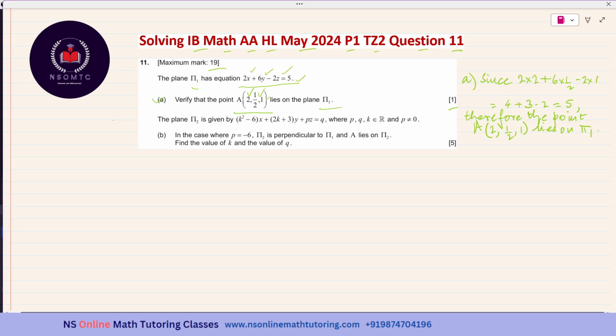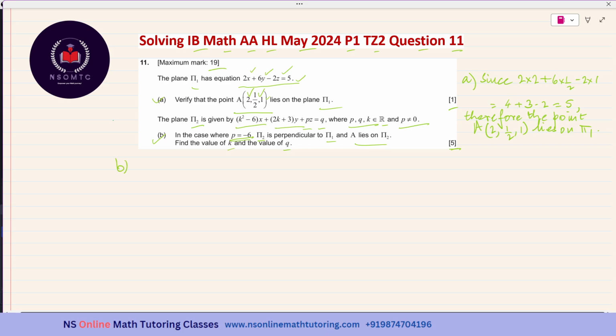Coming to part B's question, before that, the plane pi2 is given by k square minus 6 x plus 2k plus 3 y plus p z equal to q. p, q and k are real numbers and p is not equal to 0. Part B's question is: in the case where p equal to negative 6, pi2 is perpendicular to pi1 and E lies on pi2, find the value of k and the value of q. It is containing 5 marks.